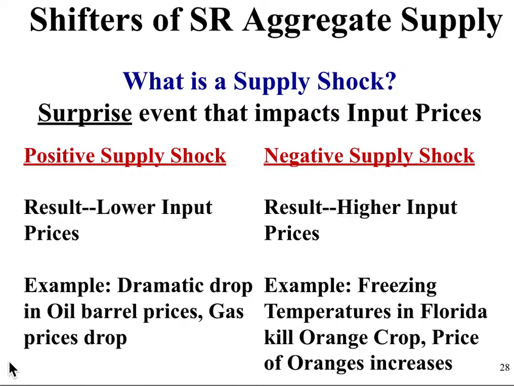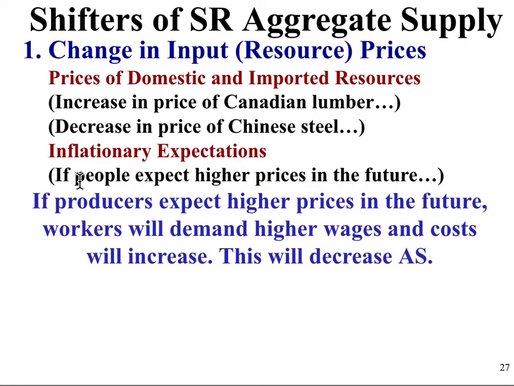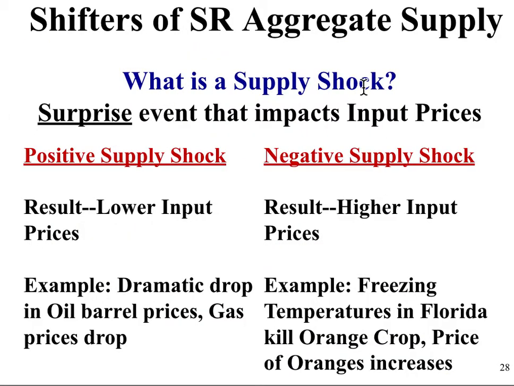And then the last discussion about short-run aggregate supply is this idea of a supply shock. Whereas with inflationary expectations we're thinking about the future, and if prices of domestic and imported resources change we're talking about the present, supply shocks happen in the present, but might be a surprise. They still impact input prices, because that is something that would shift the short-run aggregate supply.